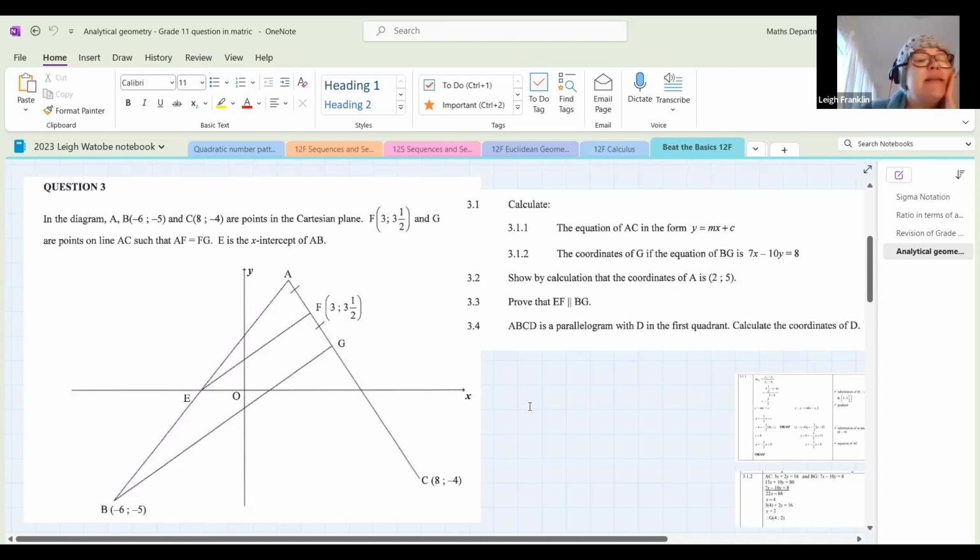Okay, so it says to us in the diagram, A and B with coordinates -6, -5, and C with coordinates 8 and -4 are points in the Cartesian plane. F has the coordinates 3 and 3.5, and G are points on line AC such that AF equals FG. Okay, so if we consider line AG, we could also say that F is the midpoint of AG.